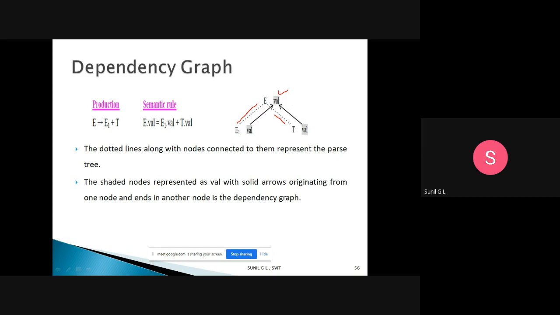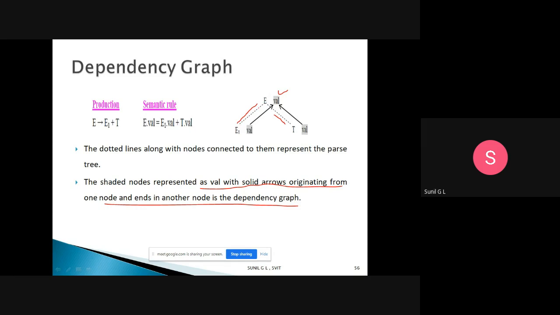These dotted lines are the parse tree, and the shaded nodes marked val, with a solid arrow originating from one node to another, are called the dependency graph. So it means this dependency shows the flow of data. In the dotted lines we don't know which data is passing from which node to another node, whether it is from E to E1 or E1 to E.